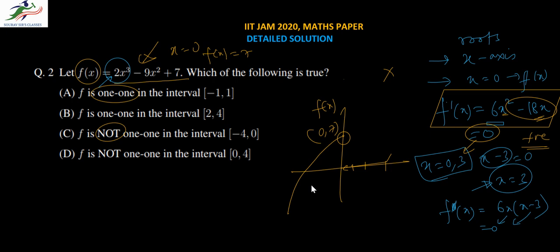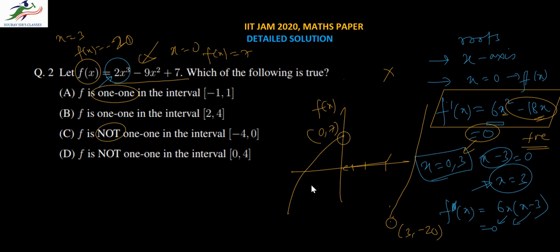And what happens to the curve when x is equal to 3? This means that this is 54 plus 761 minus 81. So f(x) is equal to minus 21. Minus 20. So that means that at x equal to 3, it is at minus 20. So 3, minus 20 is the nature of the curve till here.